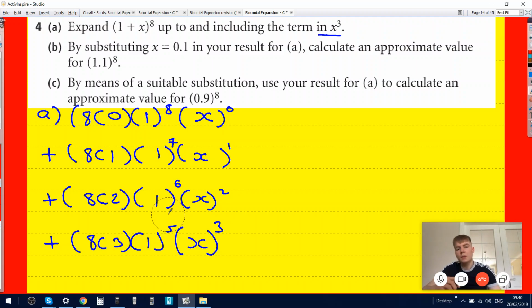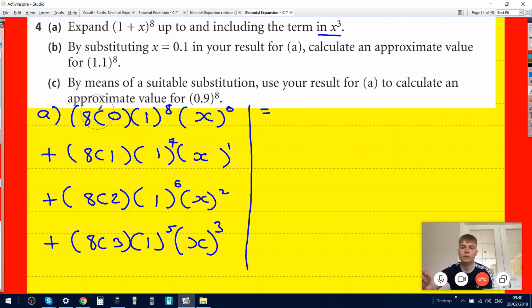Do the powers always add to equal the original power? Correct. And that's a good way to check the thing. Why do you not go to the next one? Because it's only in terms of x cubed. Yes. So they do that all the time. It's usually x squared or x cubed.